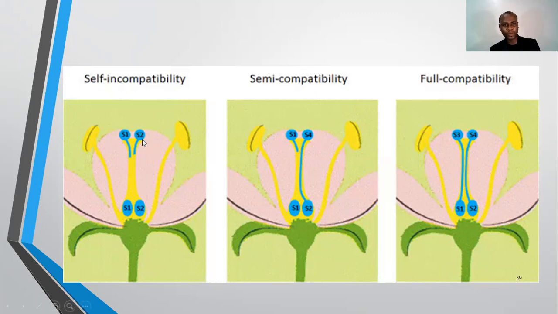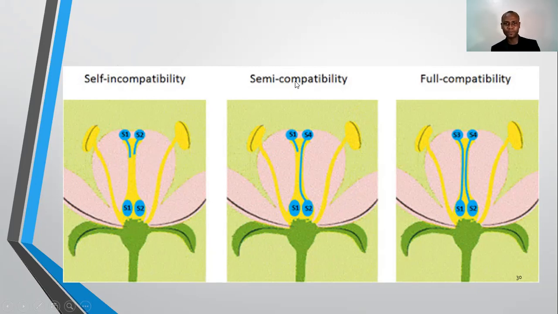Okay, so we have the sperm lands here. But the sperm cannot fertilize and go down. It does not travel through the pollen tube to fertilize the egg here. So in this case, we say it's self-incompatible.